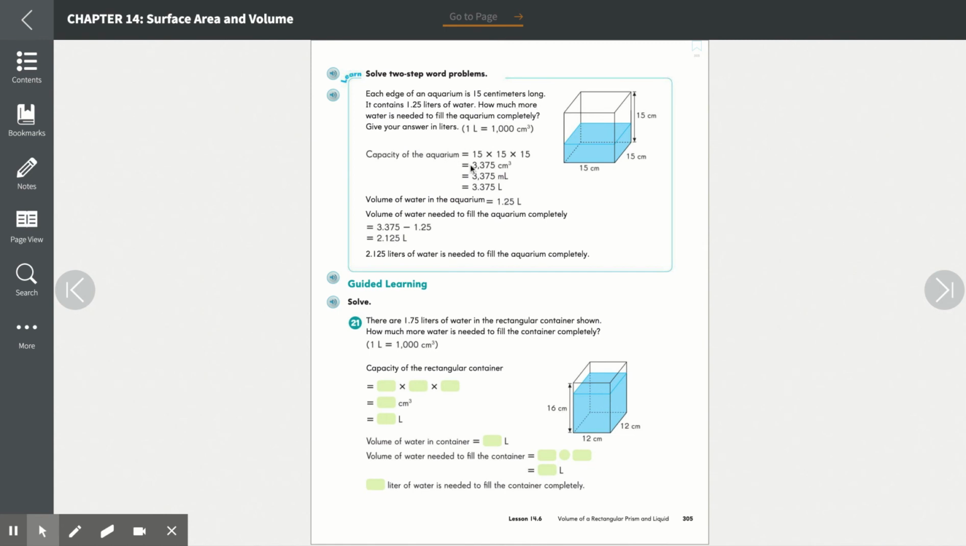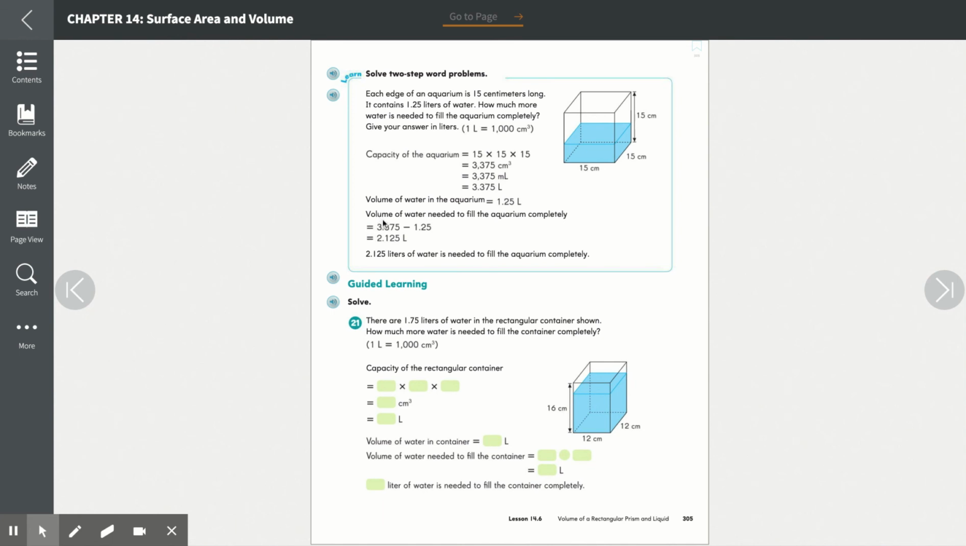So the capacity of the aquarium is 15 times 15 times 15, which is 3,375 centimeters cubed, or 3,375 milliliters. And then remember, because there's 1,000 milliliters in a liter, we could write that as 3.375 liters. So the volume of water in the aquarium is 1.25 liters.